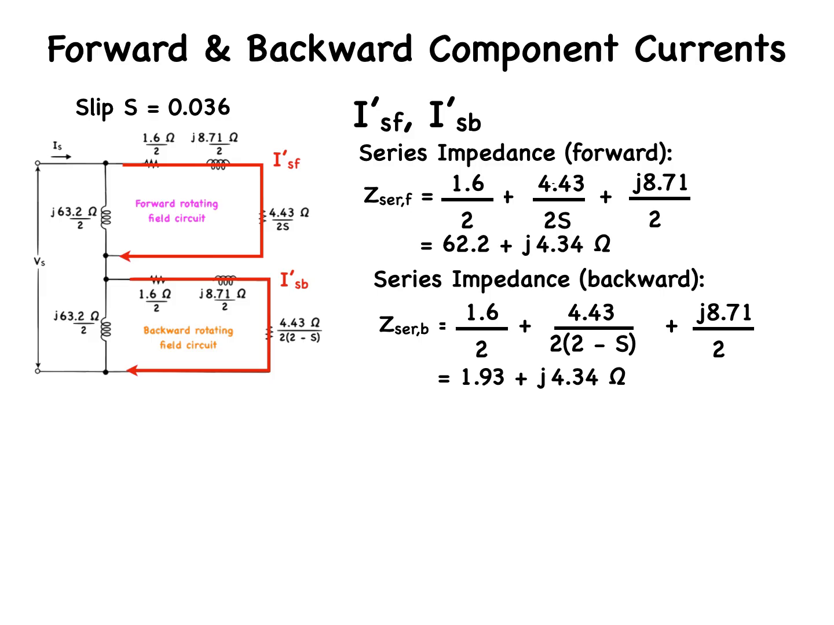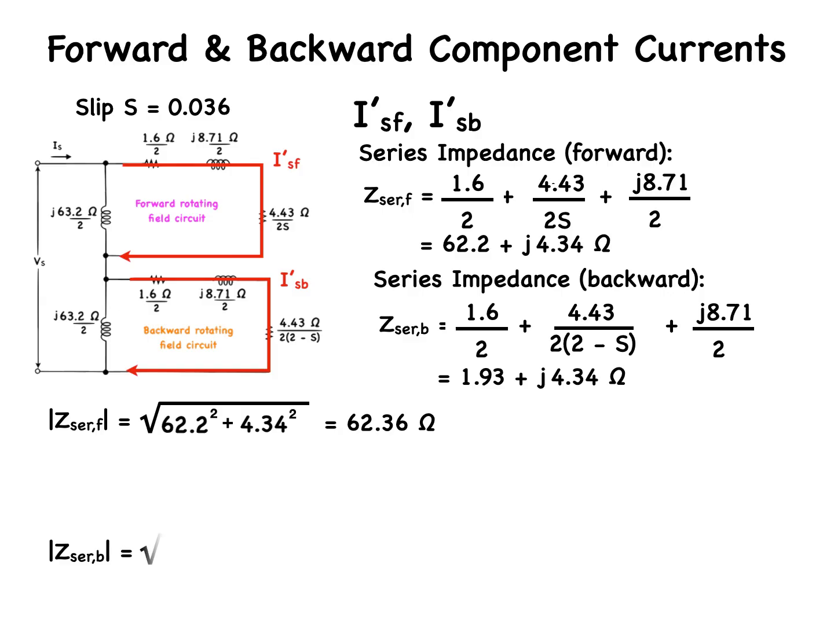These two impedances are in rectangular coordinate formation, and we need to know the magnitude of the forward and backward impedances. So we will use the Pythagorean theorem to calculate the magnitude of the forward impedance, which is the square root of 62.2 squared plus 4.34 squared, which equals 62.36 ohms. The backward impedance is given by the square root of 1.92 squared plus 4.34 squared, which equals 4.75 ohms.